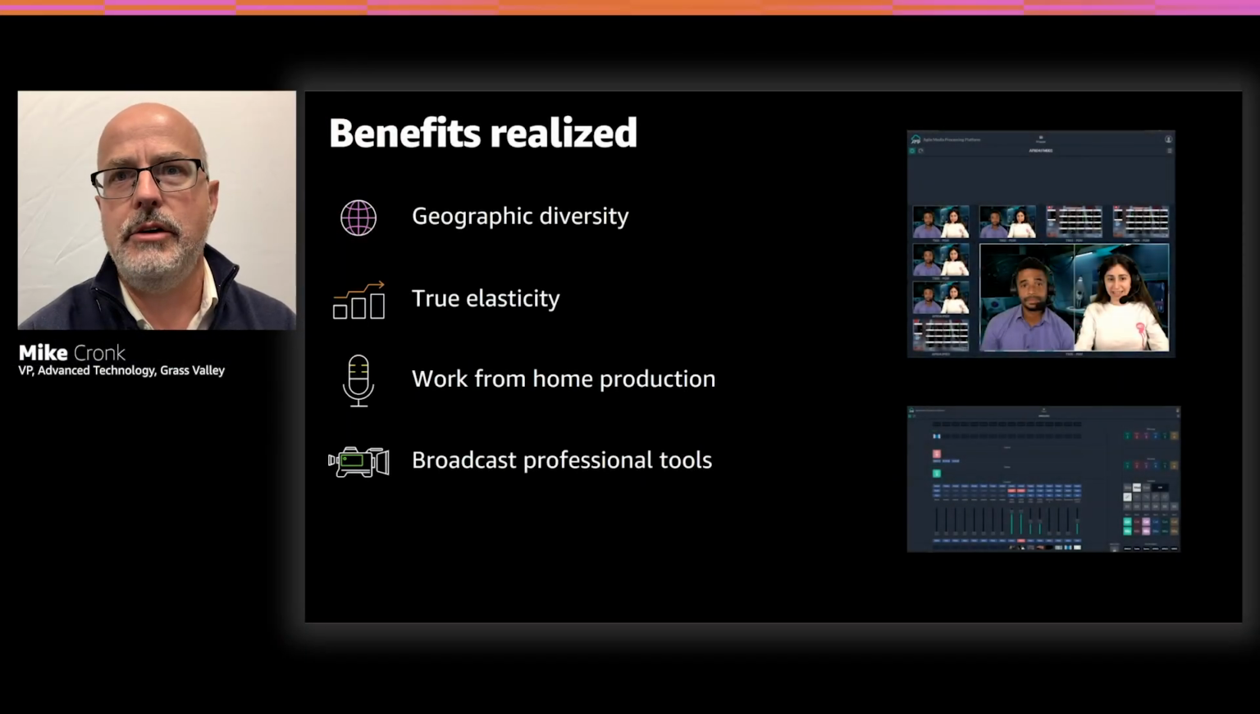So what were the benefits that EA Apex realized using the technology that Ian was describing there? Well, first of all, they really nailed the whole geographic diversity goal. They're able to spin up the production wherever they need, have talent and operators and the game players contributing from wherever they are really in the world. It does give them that real geographic diversity that they were seeking, because their audience is worldwide. Their players are worldwide.